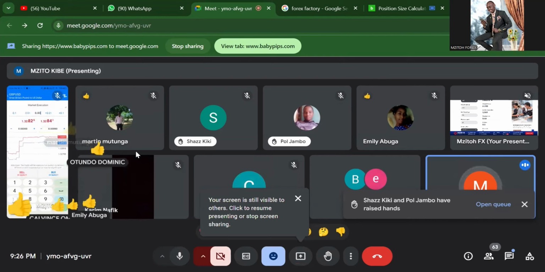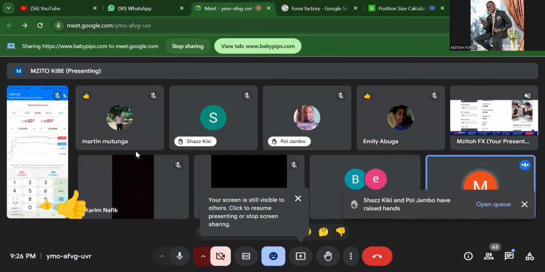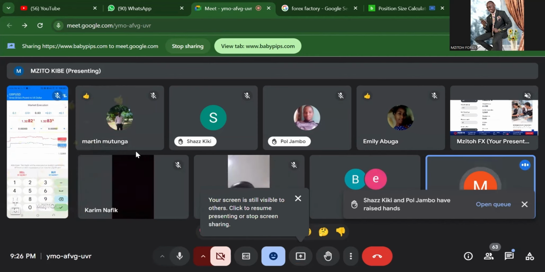After you get the lot size, what do you do? You either click buy or sell. For now, you don't know the strategy. So how many are seeing buy and sell somewhere? Down here, we have sell and we have buy.